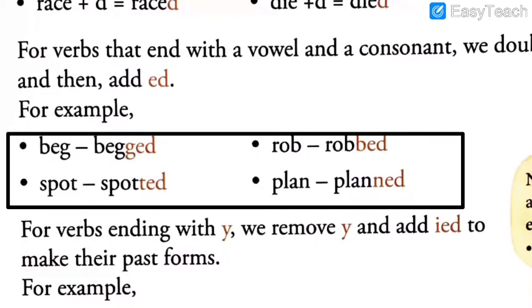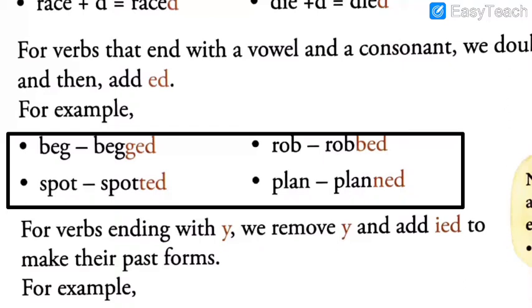Here are the examples. Now this word, if you can see, B-E-G, beg. So here E is a vowel and G is a consonant. So this word is ending with a vowel and consonant both. What do we have to do? We have to double the consonant. That means we have to double the G. So B-E double G, then we have to add ed. So it becomes begged. I begged so hard to give me the pencil, but my friend did not give me. So beg means to ask for something very badly.